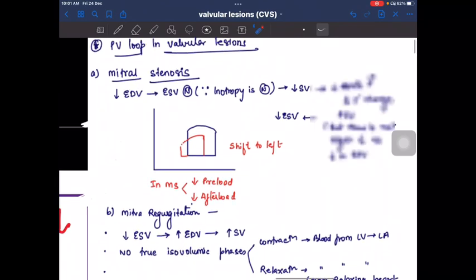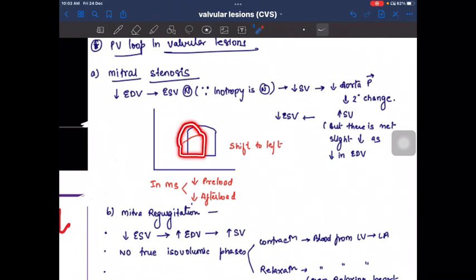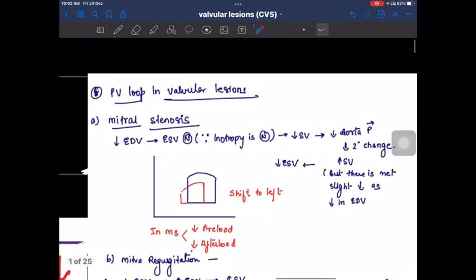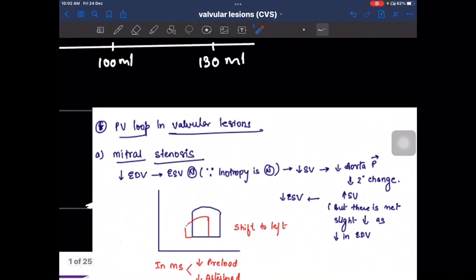Okay. So what will happen is, this was your normal PV loop, right? But we know that the end diastolic volume has decreased. The end systolic volume has also decreased. So what you will see is that your graph will shift to the left, right? So it can be asked to you as a question, that left shift of PV loop corresponds to mitral stenosis, right?